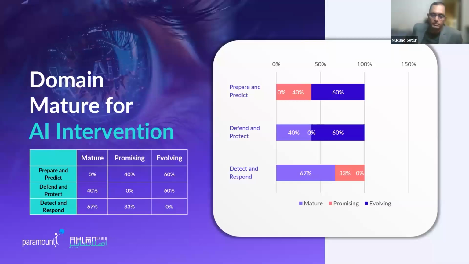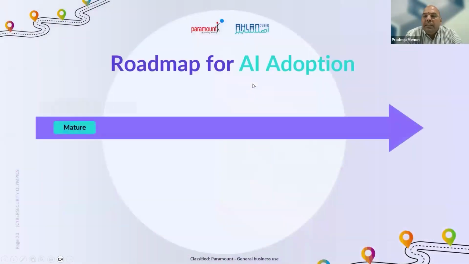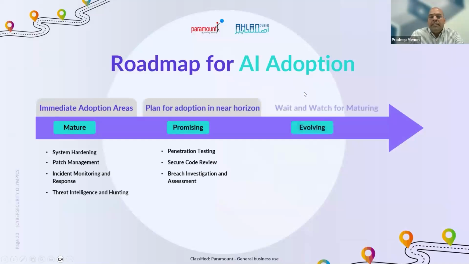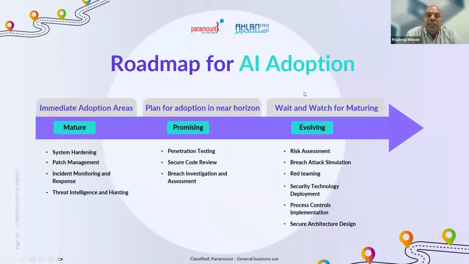Sorry, Pradeep, please continue. Yeah, thank you, Mohit. So this is one of the understandings that we got from the framework: the detection and response area is more ready for AI adoption than the earlier prepare and plan activities, which are semi-structured and unstructured in their current forms.